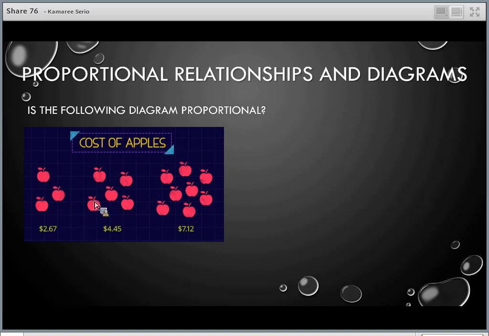But I like the diagrams because I think it's sometimes a little bit easier to see or just visualize what is happening. So here I have this diagram talking about cost of apples. Okay, if I look at this first one here, I have 1, 2, 3 apples for $2.67. On this one, I have 1, 2, 3, 4, 5 apples for $4.45. And then this last one, I have 1, 2, 3, 4, 5, 6, 7. Nope, 8 apples for $7.12.